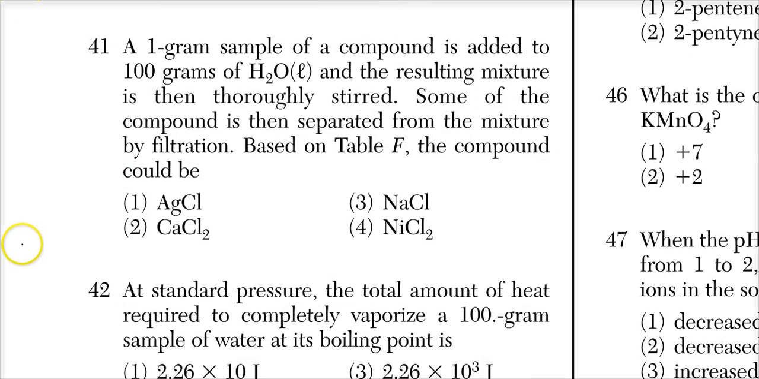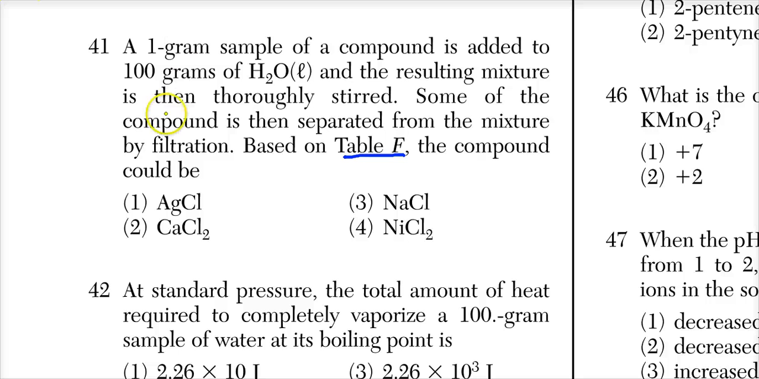41, a 1 gram sample of a compound is added to 100 grams of water and the resulting mixture is thoroughly stirred. Some of the compound is then separated from the mixture by filtration. All right, based on table F, which is a solubility guidelines table, the compound could be what? Well, the key to the question was that the compound is separated.